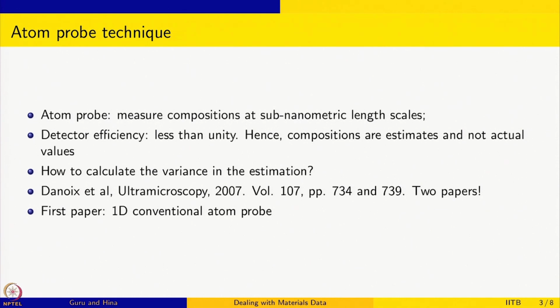So, it detects only some fraction of the atoms that actually reach the detector, because of which the compositions that we measure are actually estimates. If you pull out say 10 atoms and the detector actually detects all the 10, and then if you know whether they are of A type, B type, etc., then you can actually give the exact composition for that number of atoms that you are taking out from the sample, but that does not happen. So, it is an estimate.